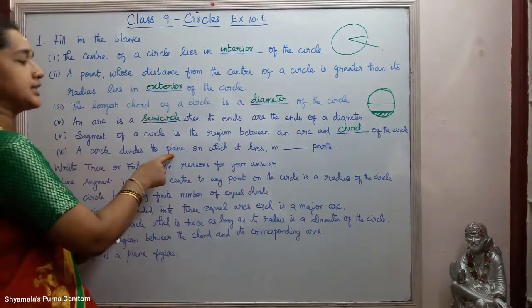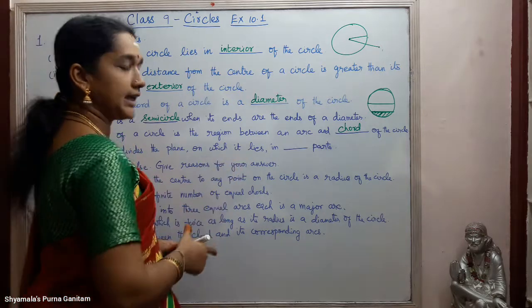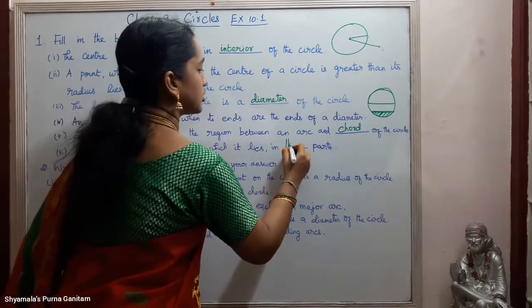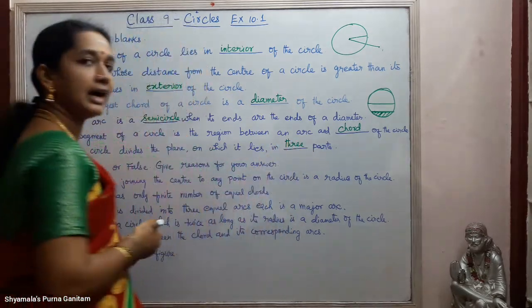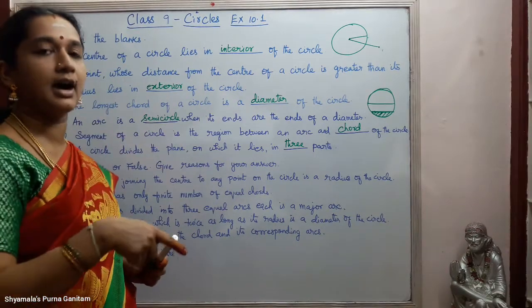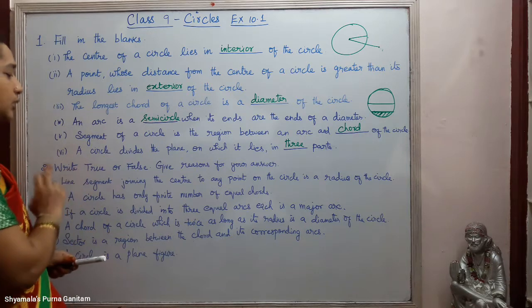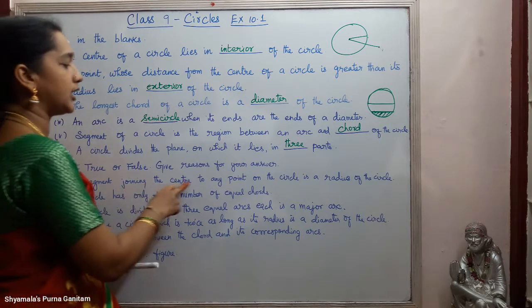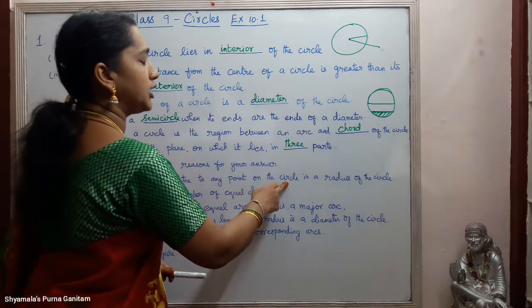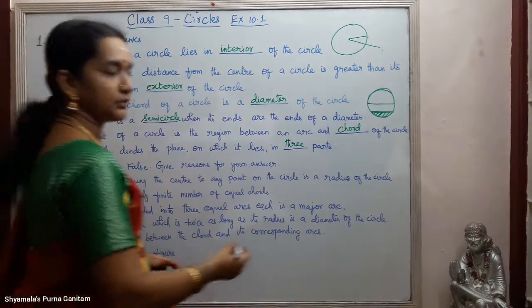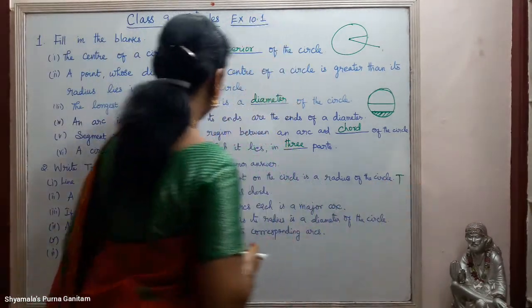A circle divides the plane on which it lies into three parts: the exterior, the interior, and the circle itself, the arc of the circle. So it divides the plane into three parts. The next ones are true or false. A line segment joining the center to any point on the circle is a radius of the circle. So this one is true.